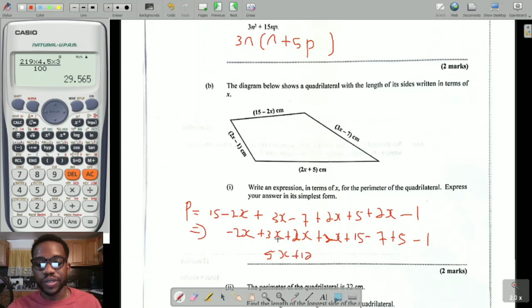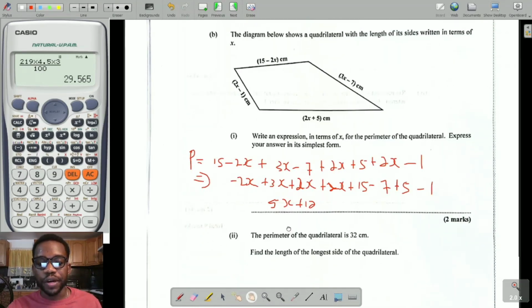Alright? Once again, just look at the coefficient. Negative 2 plus 3 is 1. 1 plus 2, 3. 3 plus 2, 5. We'll add back the x. Now 15 minus 7 is 8. 8 plus 5 is 13. 13 minus 1, 12. And that's how we get the answer there.